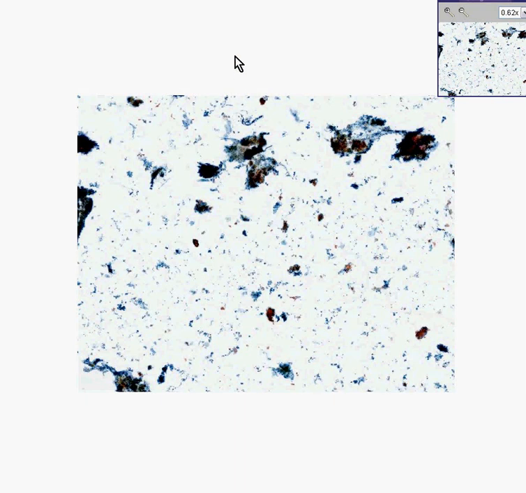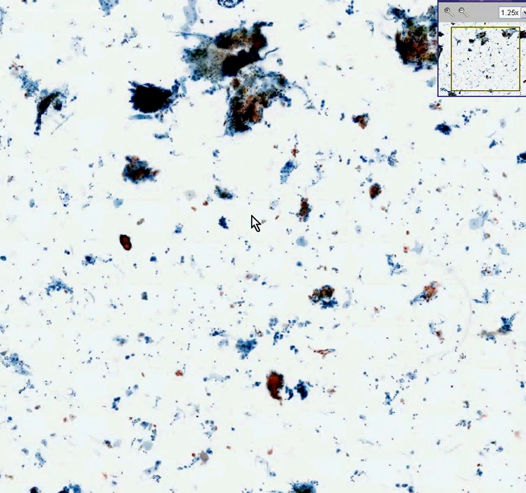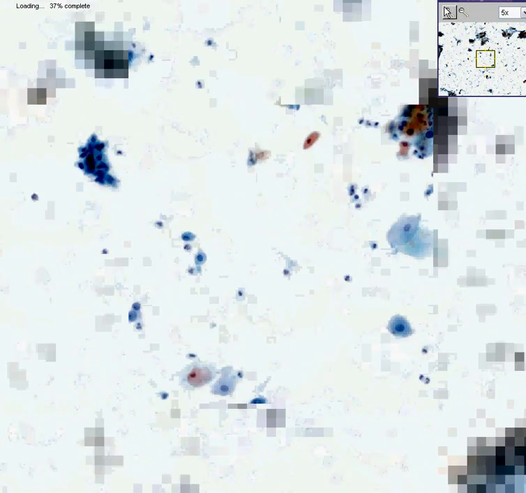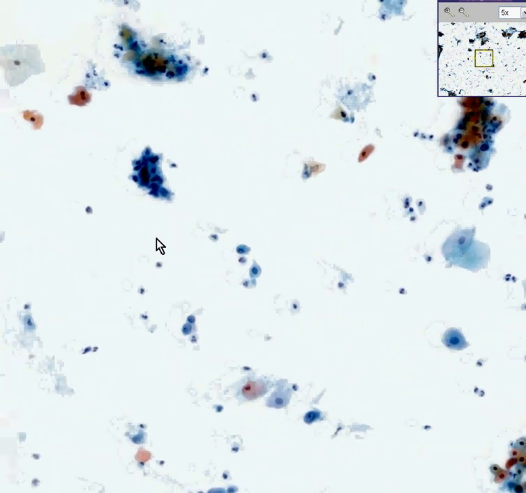Here is another pap smear in our series of intensive pap smear crash courses. And notice once again, you can see a bunch of cells. Some of them are in little groups. Some of them are out by themselves. They're epithelial cells. They're inflammatory cells. No doubt you'd probably see a few bacteria and so forth.